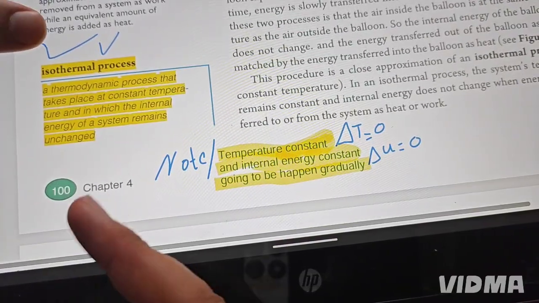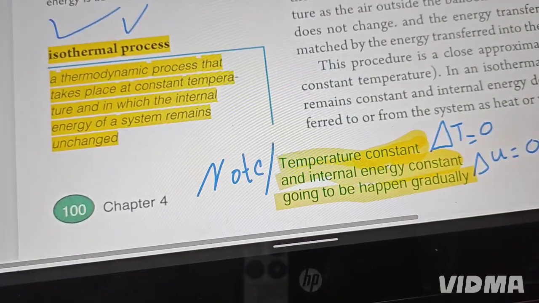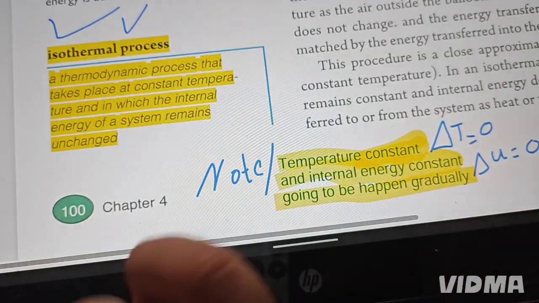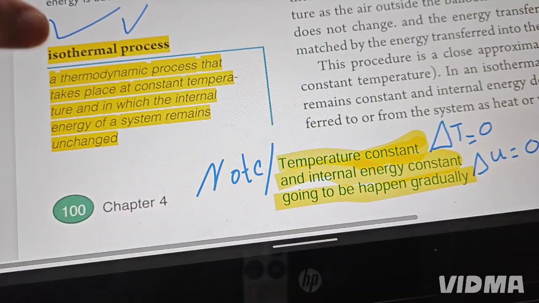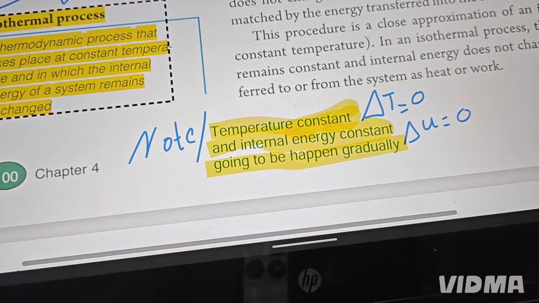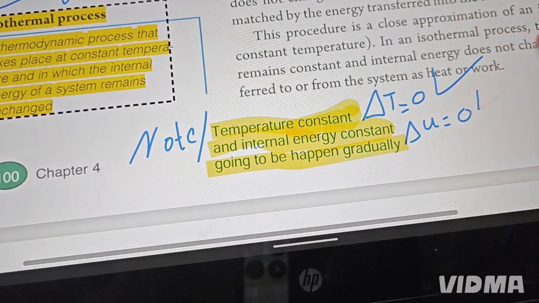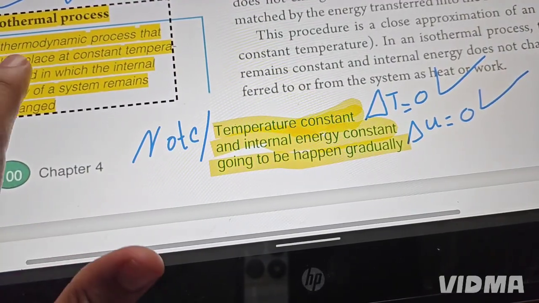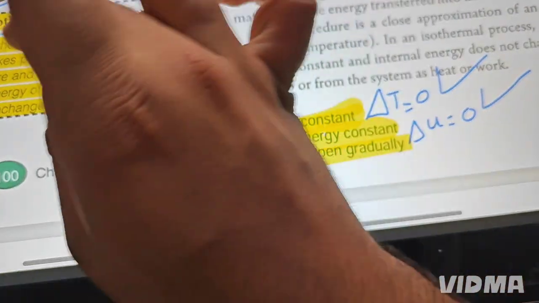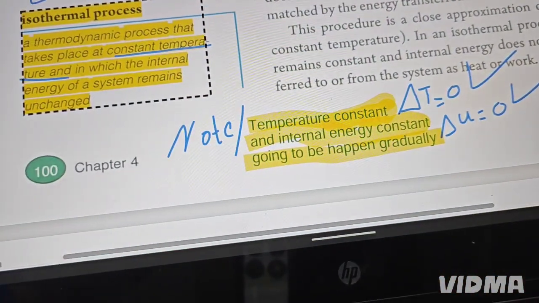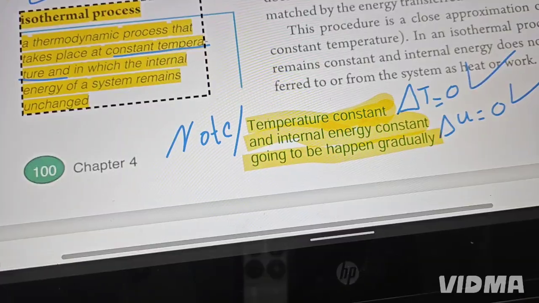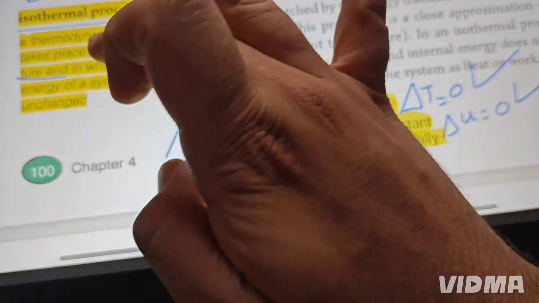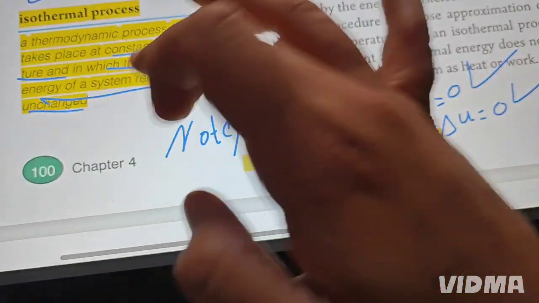The second type is the isothermal process, again a thermodynamic process. Isothermal means delta T, the change in temperature, is 0, along with internal energy. Look at the definition: a thermodynamic process that takes place at constant temperature, in which the internal energy of a system remains unchanged.